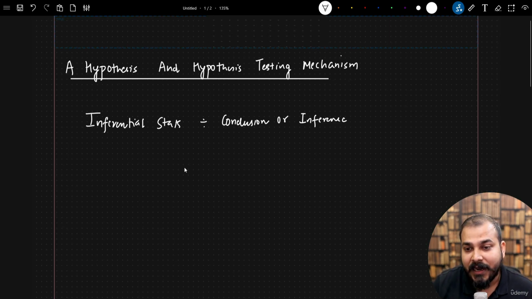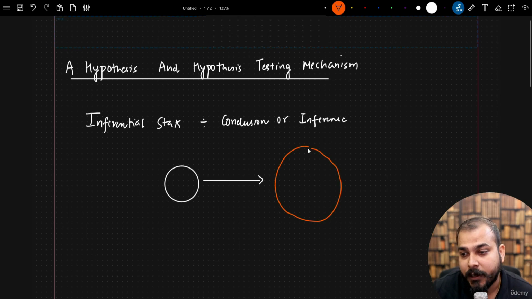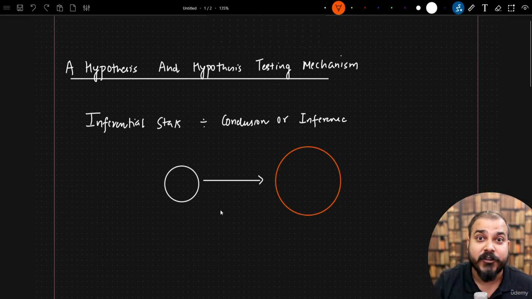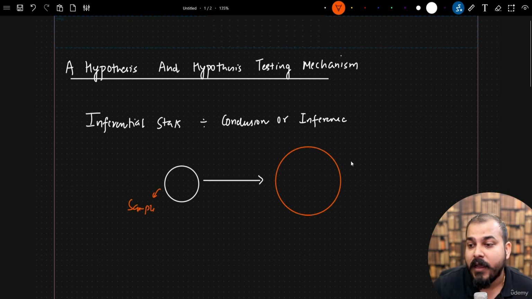So let's say that I have a specific sample data. With the help of this sample data, I will try to make some conclusions about the population data. When I say I'll make some conclusion, that basically means we make a conclusion about some unknown population parameter. It can be mean, variance, standard deviation, because it is very difficult to have the entire population data. So this is my sample data, and this is my population data.